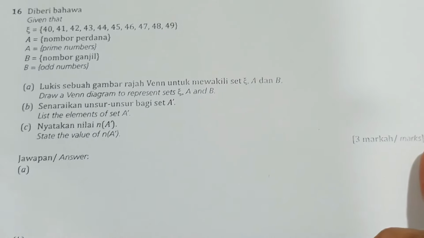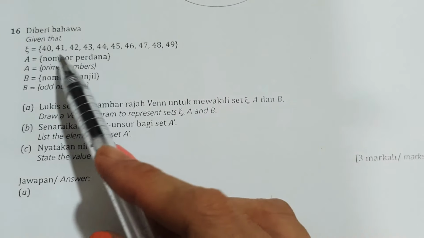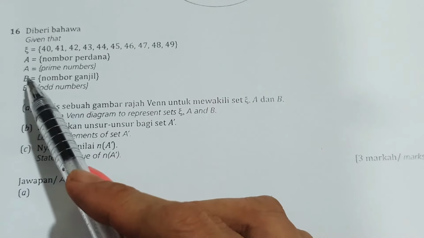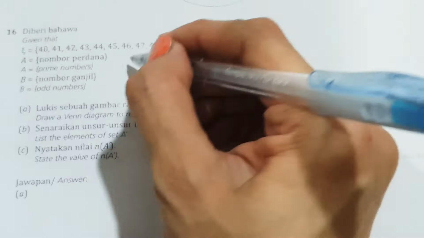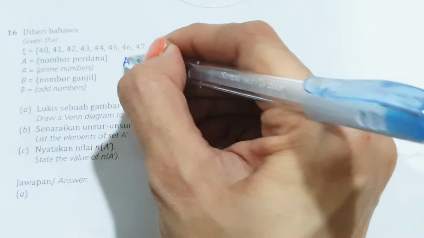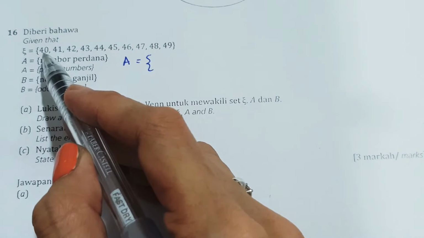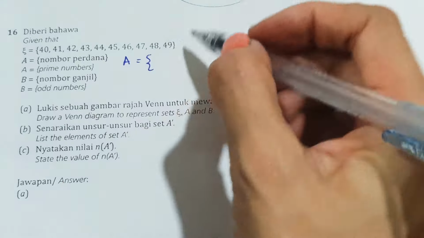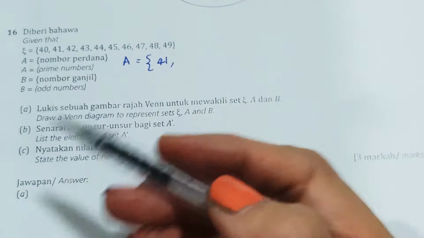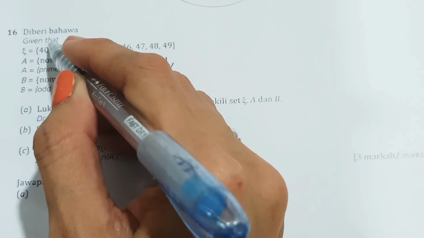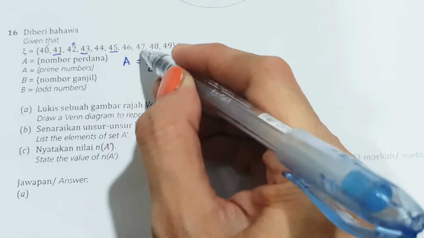Okay, last, 16. Okay, it's given that our universal set is this number and our A is the prime numbers. So let's list out what our A is. All the prime numbers: 40, prime number? No. 41? Yes. 42? No. All the even numbers are not prime numbers, so we can just not look at them. We just look at our odd numbers.